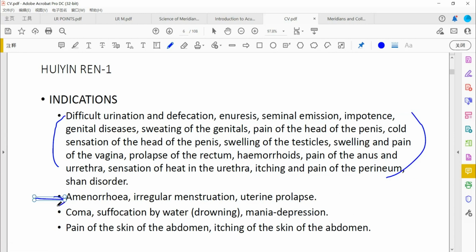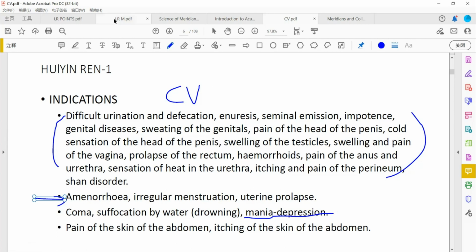And good for the women's problem because CV originates from the uterus. Right, so good for amenorrhea, irregular menstruation, uterine prolapse. Also good for coma, suffocation by water, drowning, mania depression, mental problem, pain of the skin of the abdomen, itching of the skin of the abdomen.